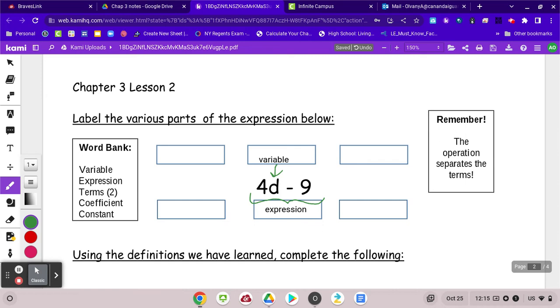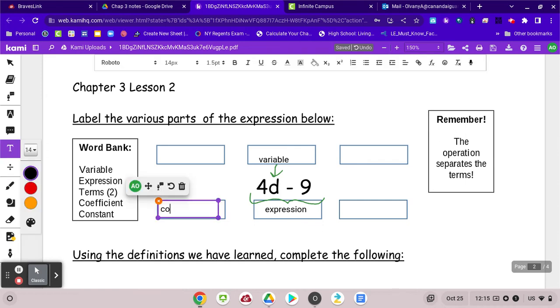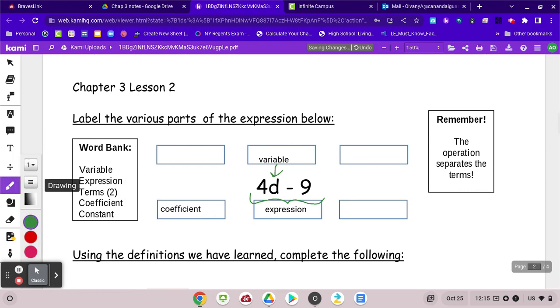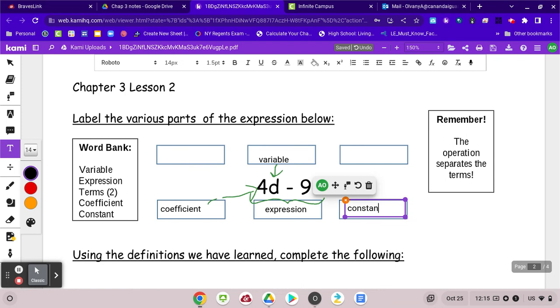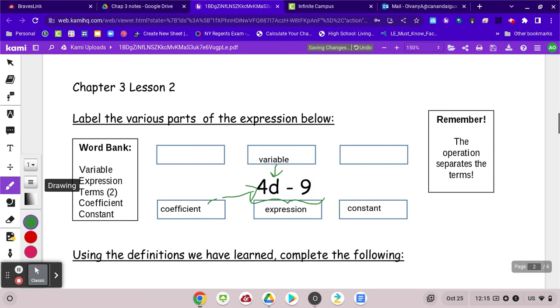The coefficient is the number being multiplied by the variable. So that is the 4 times D. So 4 is the coefficient. The constant is the number that does not have a variable. It will always be 9, negative 9, if we added the inverse.